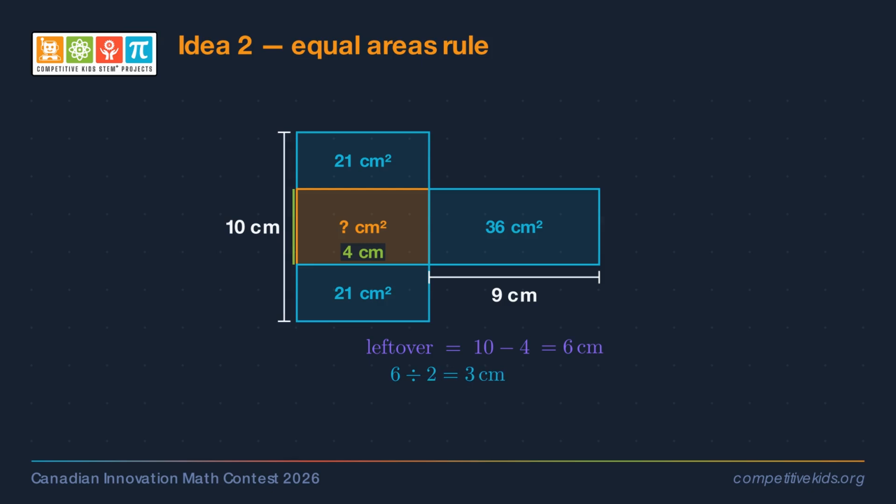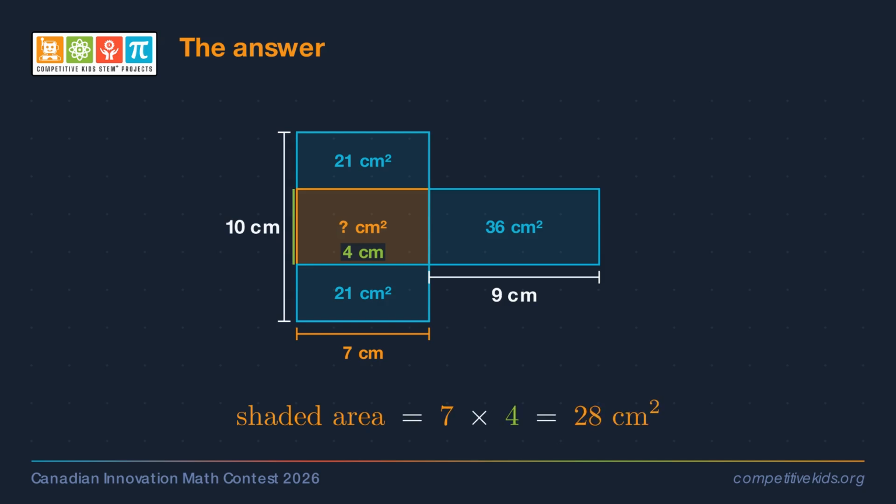Now find the strip width. 21 divided by 3 equals 7 centimeters. The shaded area is 7 times 4. That is 28 square centimeters.